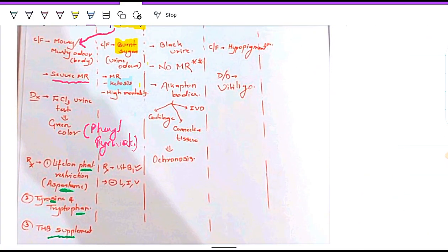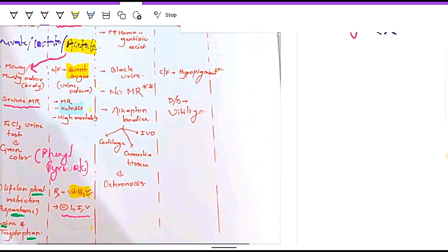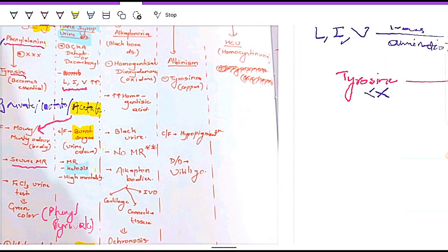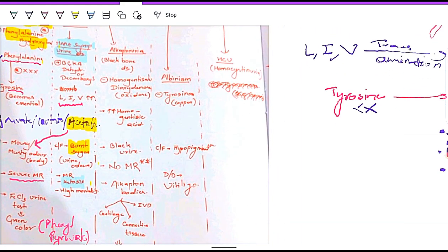Now to treat this, all the dehydrogenases in our body require vitamin B1, which is thiamine. So we'll give vitamin B1, and also we will restrict the branch chain amino acids because they cannot be metabolized. Lifelong restriction of these branch chain amino acids. Like we restricted phenylalanine in the first disorder, we will restrict leucine, isoleucine and valine in maple syrup urine disease. Now the third disorder which we are going to study is alkaptonuria.